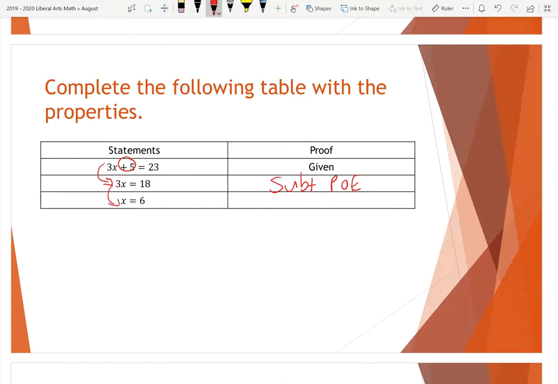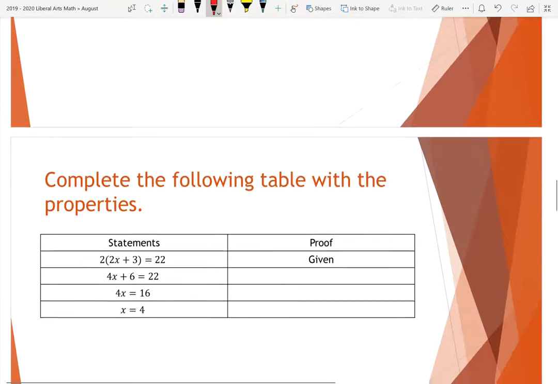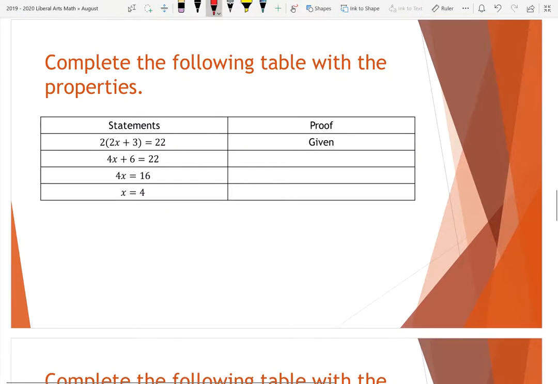And then from the next step to the last step, from step 2 to step 3, they would have had to get rid of the 3, which means they would have had to divide by 3 using the division property of equality. So that is our proof, if you will. All right, we'll do the same thing for another problem. So here we have the given equation.